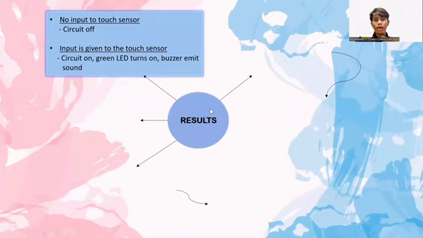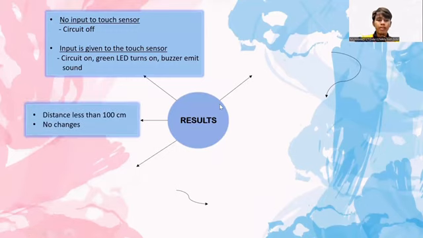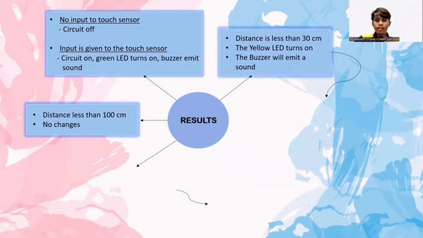So the result of our system: when there is no input to the touch sensor, the circuit is off. And when input is given to the touch sensor, the circuit turns on, and automatically the green LED will turn on and the buzzer emits a sound. What happens if the distance between the back of the car and any obstacle is less than 100 centimeters? There is no change, and the green LED will stay on and the buzzer emits the sound. When the distance is less than 30 cm, the yellow LED will turn on, and the buzzer will emit the sound.